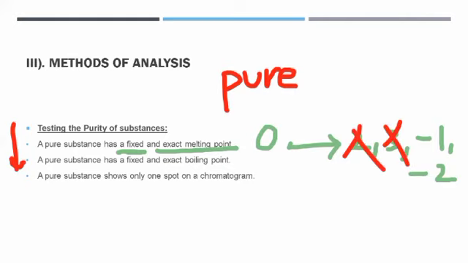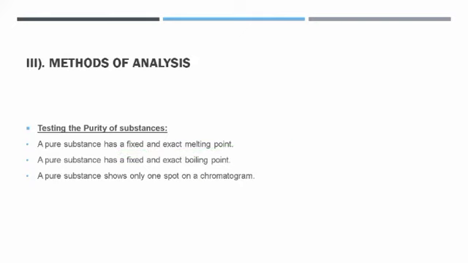So there can be a different range of values for the melting point of my water, and that can be -1, -2, -3 because I've added an impurity to it. I know that my substance is pure when it has one exact melting point, one exact boiling point, and it just shows one spot on the chromatogram.